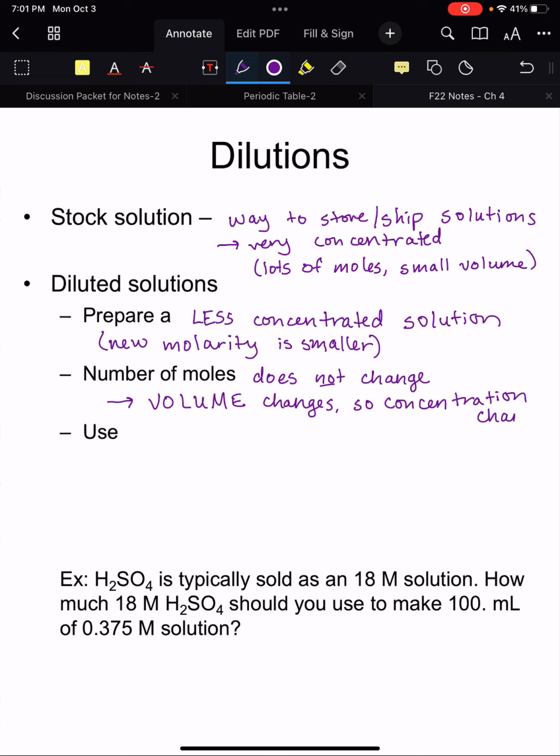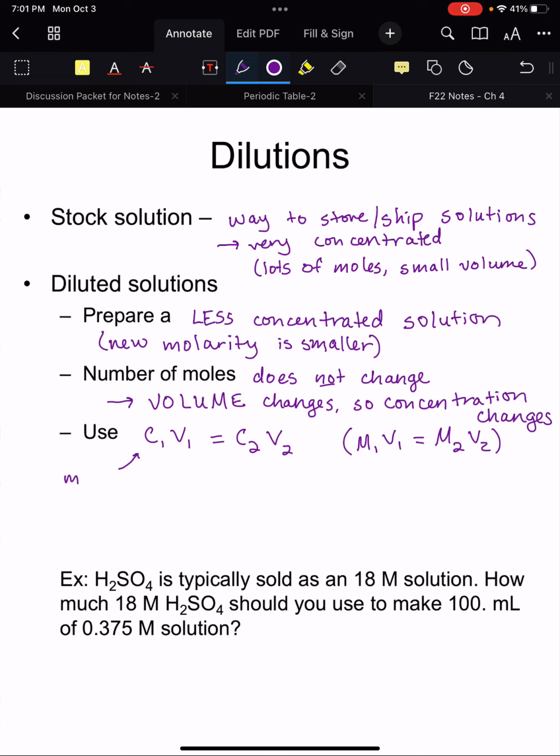So when you see the word diluted or dilute or something about a smaller concentration, there's a formula that we use for this. And that formula is C1V1 equals C2V2. You might also see it as M1V1 equals M2V2 because the concentration unit is molarity. But let's look at what this all means.